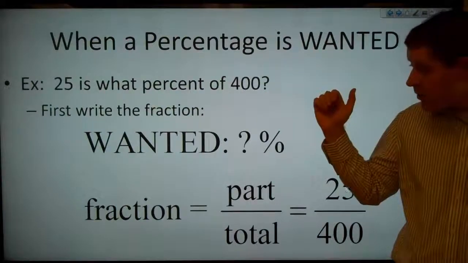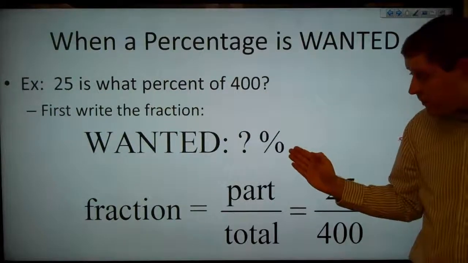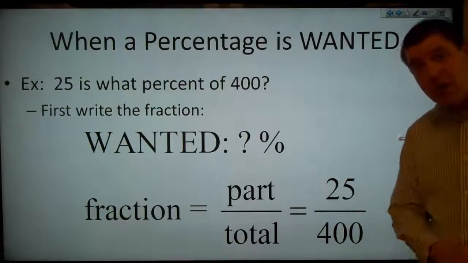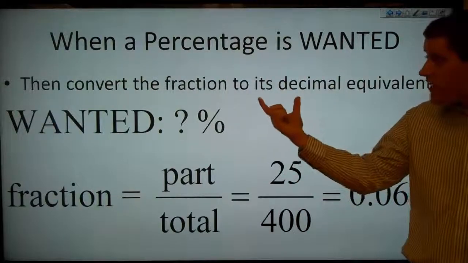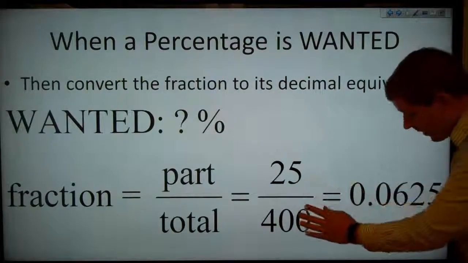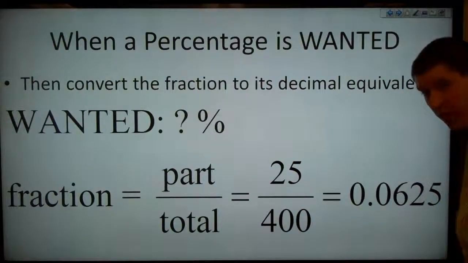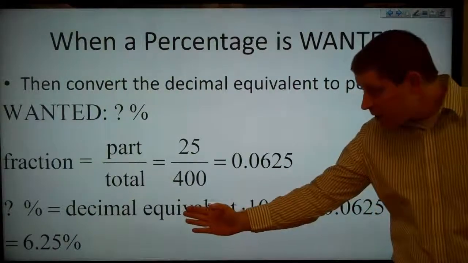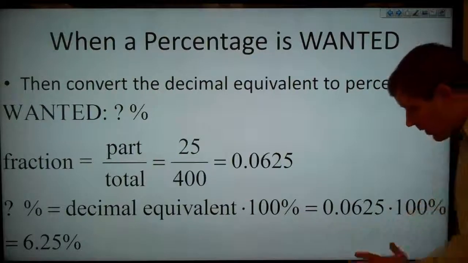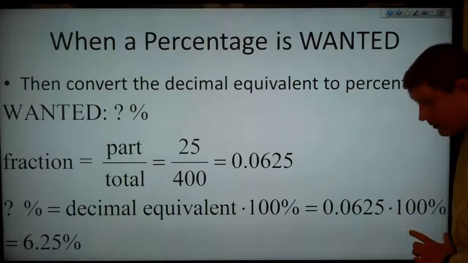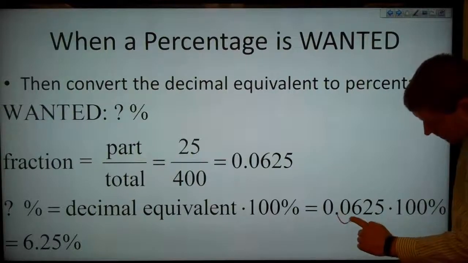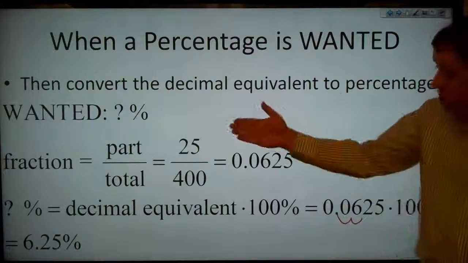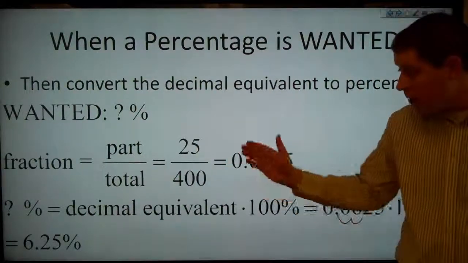For example, 25 is what percent of 400? First we write the fraction. We want a percent, so the fraction is part divided by the total, so part is 25 divided by the total of 400. And next, we want to convert that fraction into its decimal equivalent, so 25 divided by 400 is 0.0625. Next, we want to convert our decimal equivalent into percentage, so we have our percent is equal to the decimal equivalent times 100%, so 0.0625 times 100%. We're going to move that decimal point 2 places to the right, and so now we have 6.25%. So 25 is 6.25% of 400.